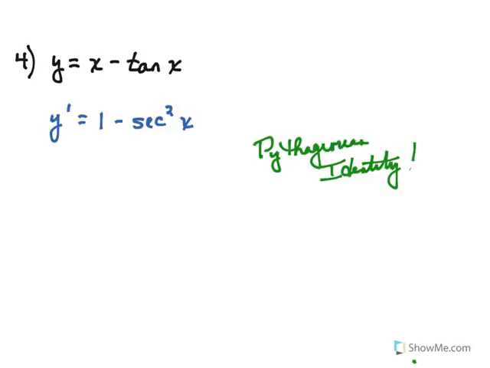Hopefully you recall the identity is 1 plus tangent squared of x is equal to secant squared of x. That's how the identity goes. So if we have 1 minus secant squared, that simply is going to be negative tangent squared of x. And that's something you'll want to look for on the trig problems, is use of some of your identities.